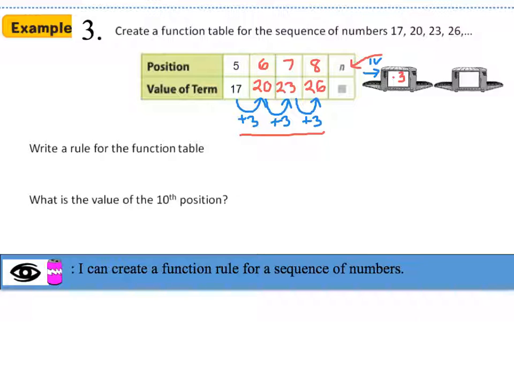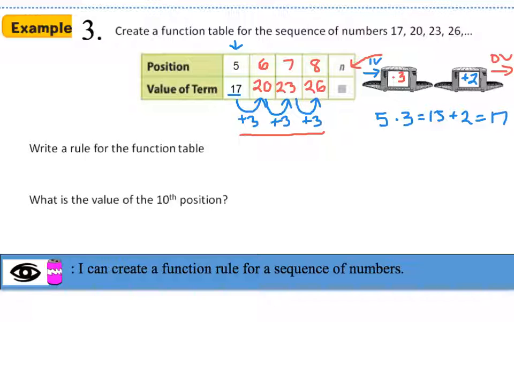So let's take the 5th position and plug it into the machine. 5 times 3 gets me 15. But notice I don't have 17, which is the value of term that I need to have. So what I have to do is send it into the function machine, and I need to add 2 to it to get 17. So after I do that, then my dependent variable comes out of the machine to get the value of term.